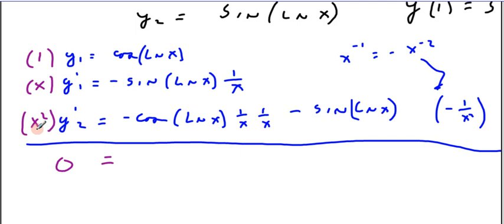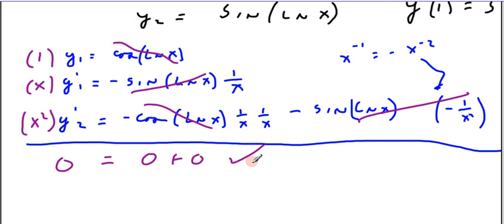So x squared times 1 over x times 1 over x is going to be 1. So cosine minus cosine, it goes away. And the same thing here, sine minus sine plus sine goes away, boom, boom. And we have 0 plus 0 checks. Okay, now we got to check the other solution.